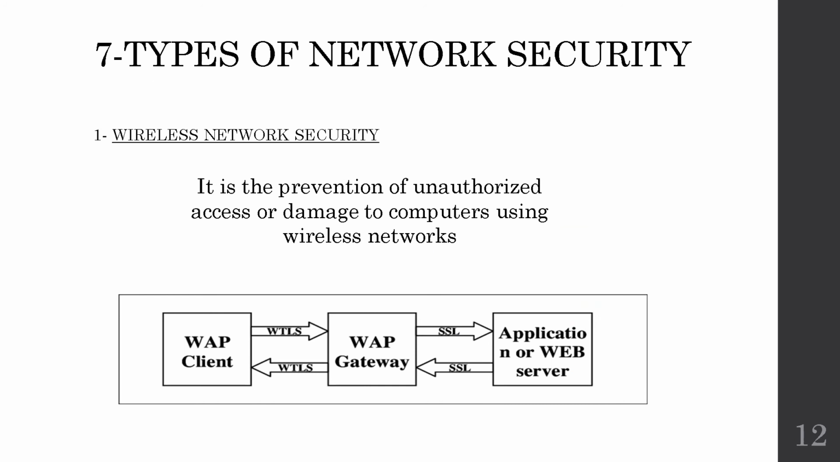There are four types of network security. I will start with wireless network security. It is the prevention of unauthorized access or damage to computers using wireless networks. The Wireless Transport Layer Security, or WTLS, provides security services between the client and the Wireless Application Protocol gateway to the Internet. There are many approaches to WAP end-to-end security.